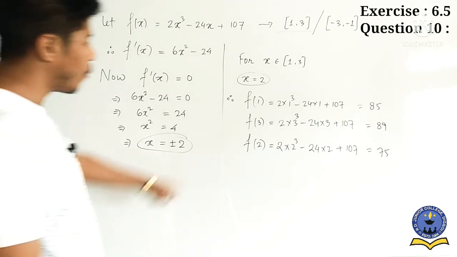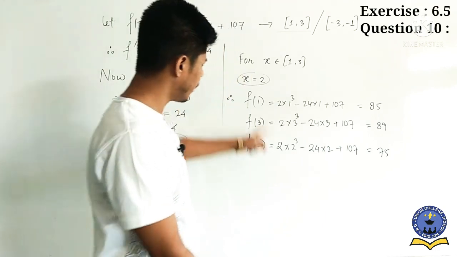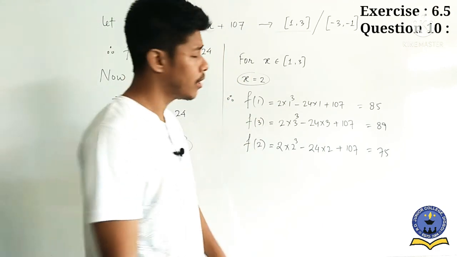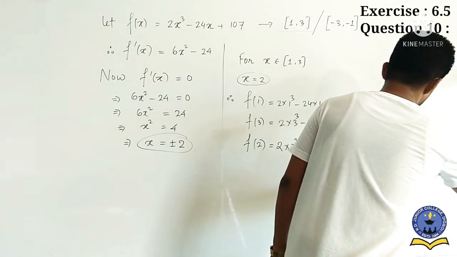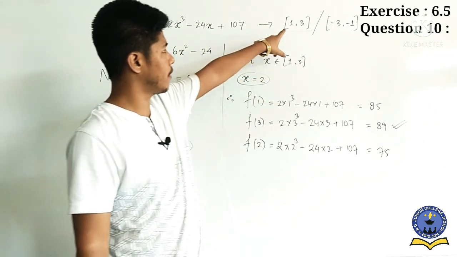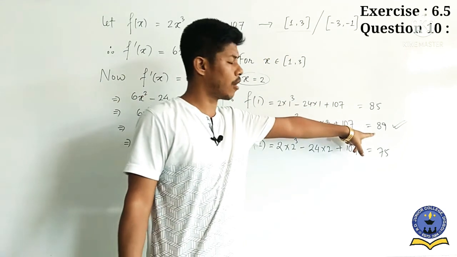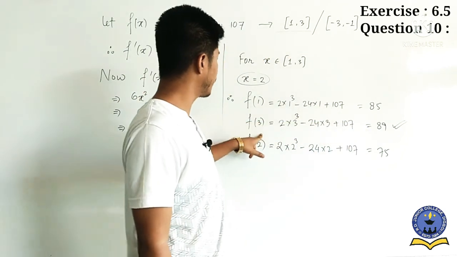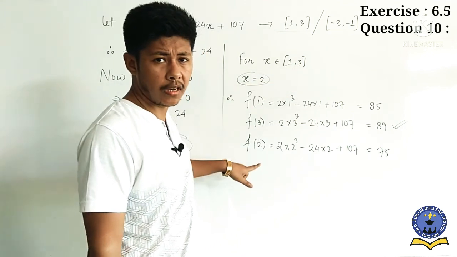Now among all these three, which is the maximum? Obviously here 89. So the maximum value in this interval is 89. At which point? At the endpoint 3. Is it clear?